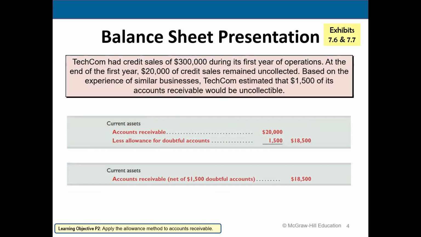So here's what it looks like. On our balance sheet, we have the $20,000 in accounts receivable, less allowance for doubtful accounts, so we have a net balance of $18,500. Or sometimes it's presented like this, where it just says accounts receivable, net of a $1,500 doubtful accounts. Sometimes instead of being called doubtful accounts, it's called uncollectible accounts. Sometimes instead of bad debt expense, it'll be called uncollectible expense. Whatever it's called, it'll sound like what it is.